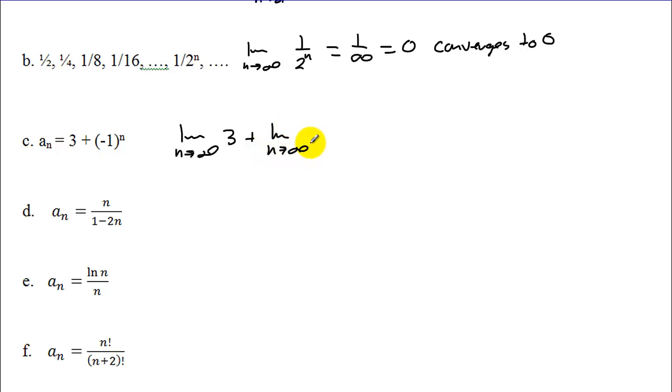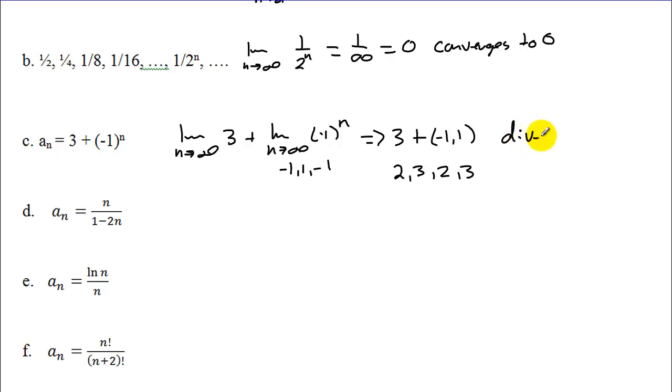In letter C, we have the limit as n approaches infinity of 3 plus the limit as n approaches infinity of negative 1 to the n. Well, the first part is 3. And then we have plus, well, if n is 1, it'll be negative 1. If n is 2, it'll be positive 1. And then if n is 3, it'll be negative 1. So we have 3 plus negative 1 or 1. So this will oscillate. 3 minus 1 is 2. And then you add 1, that is 3. And then you minus 1, it's 2. And then you add 1, it's 3. So this one will oscillate between 2 and 3, 2 and 3. So this one diverges by oscillation.